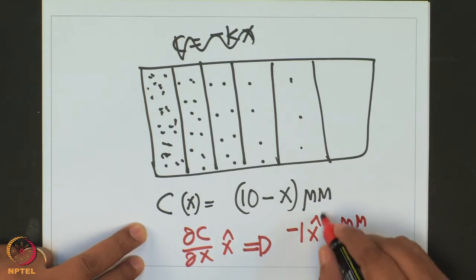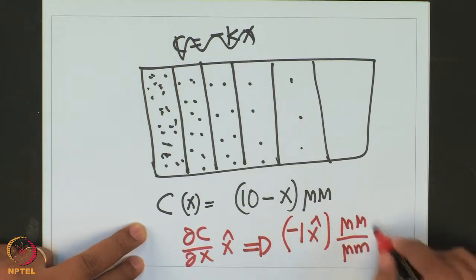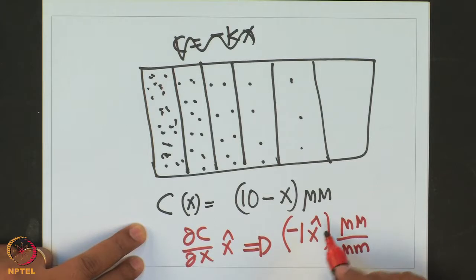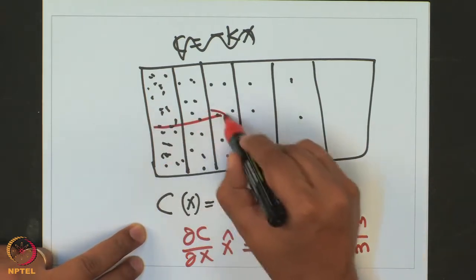Micromolar per micrometer. A unit like this would emerge, which would mean that the concentration is changing along the x-axis. The change in concentration is -1 micromolar per micrometer as we go along the x-axis like this.